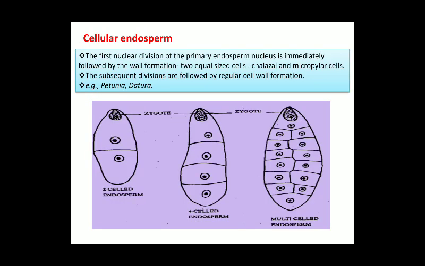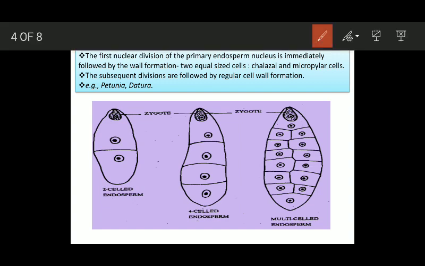The second one is cellular endosperm. In cellular endosperm formation, the first nuclear division of the primary endosperm nucleus is immediately followed by wall formation, resulting in the formation of 2 equal sized cells, the chalazal cell and the micropylar cell. Here you can see the PEN divides and forms two nuclei. These nuclei immediately get separated from each other by wall formation. That means formation of cells takes place. That is why this is known as cellular endosperm.